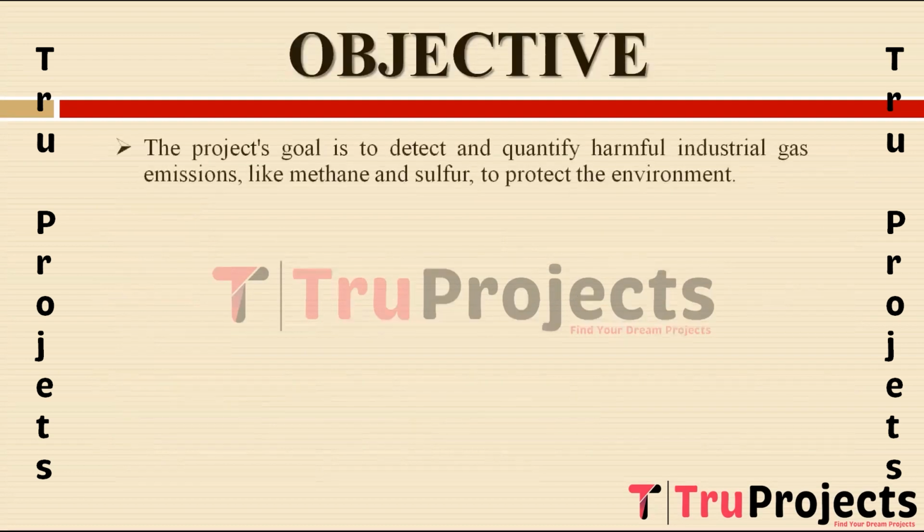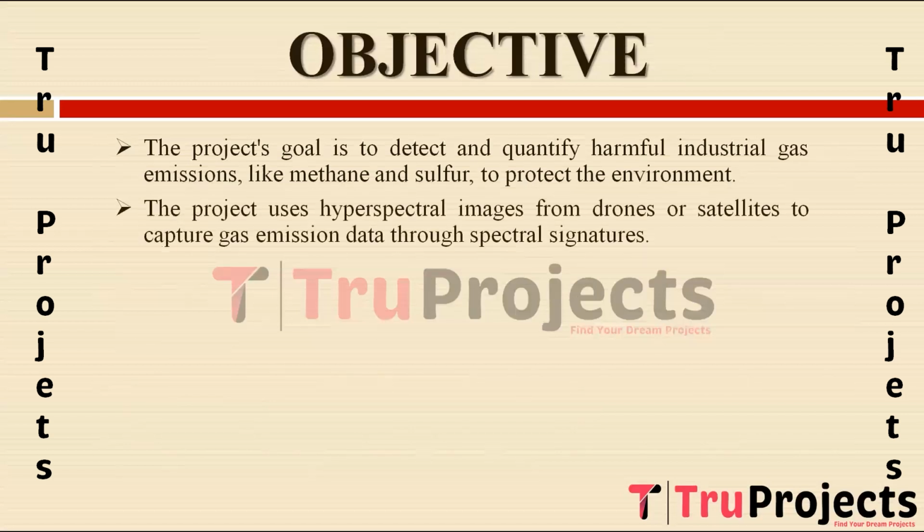Objective. The primary objective of the project is to identify and quantify harmful gas emissions such as methane and sulfur originating from industrial activities. This detection is crucial for protecting the environment and human health. The project utilizes hyperspectral images collected from drones or satellites. These images provide a wealth of data in the form of spectral signatures which contain information about the gases present in the environment.